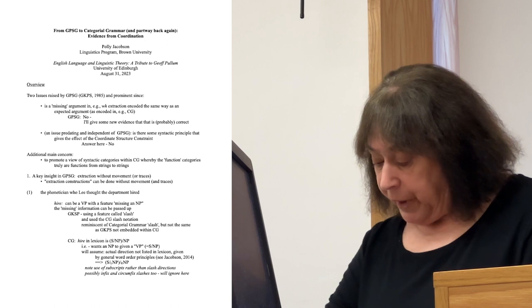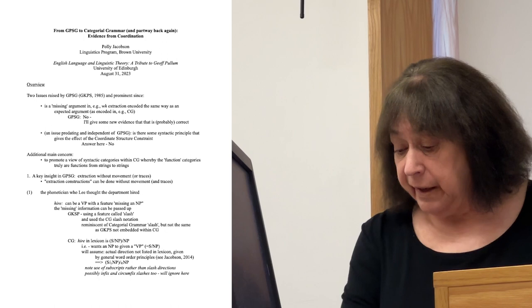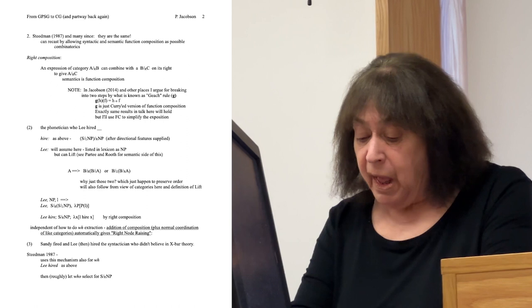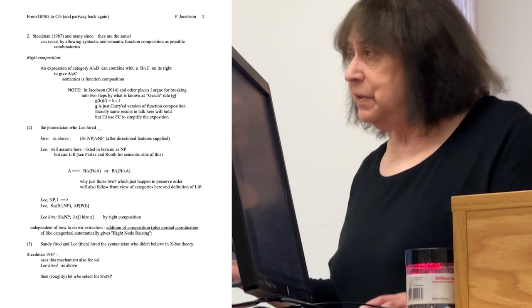I also believe that there are infix slashes and circumfix slashes, what Bach called wrap. I'm not going to talk about that today, but I think there's more than just taking things to the right and to the left. Now, Mark Steedman in 1987, and many since, suggested that those two slashes, the categorial grammar one expecting a certain kind of argument and the extraction one, are really the same.